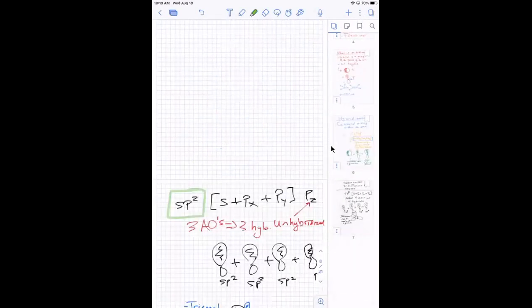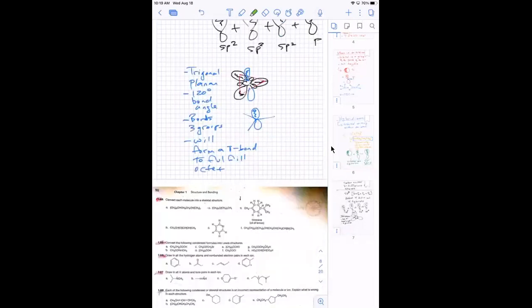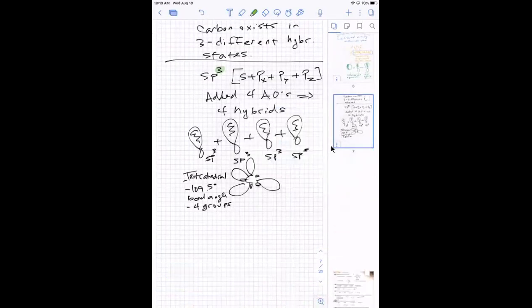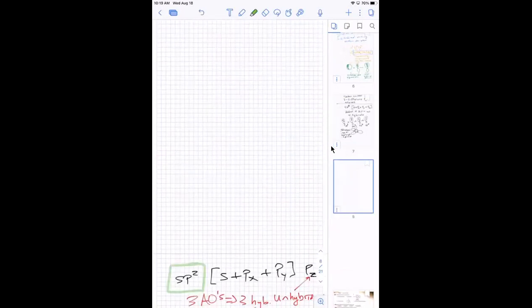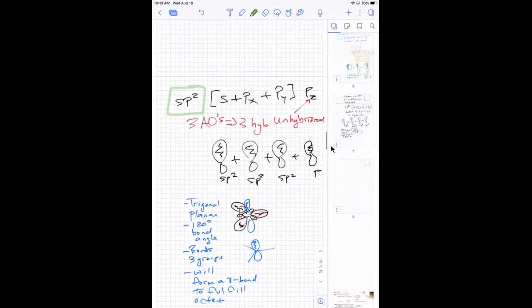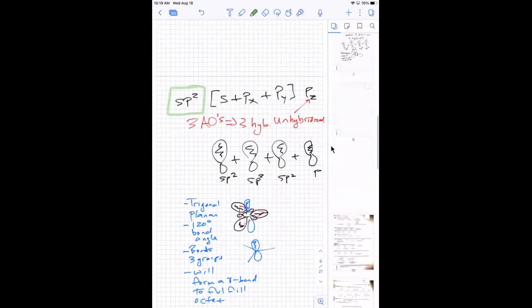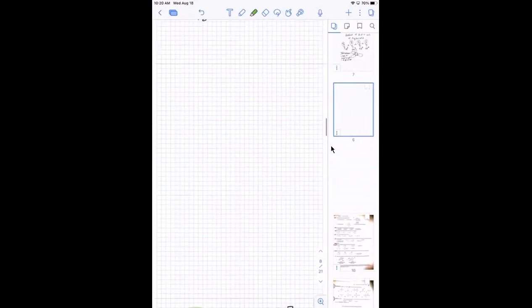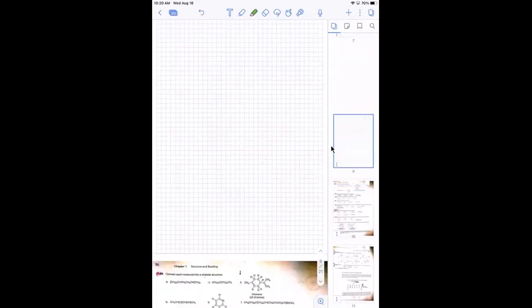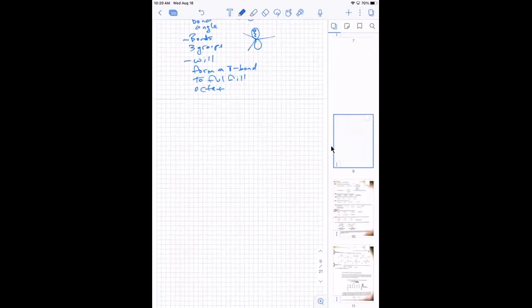All right, let's just logically push this to the next hybridization state, which is, how do I do that? I don't know how I just did this, but that's okay. I'll just move this page down. Okay, there we go. So now we're talking about the sp hybridization state.